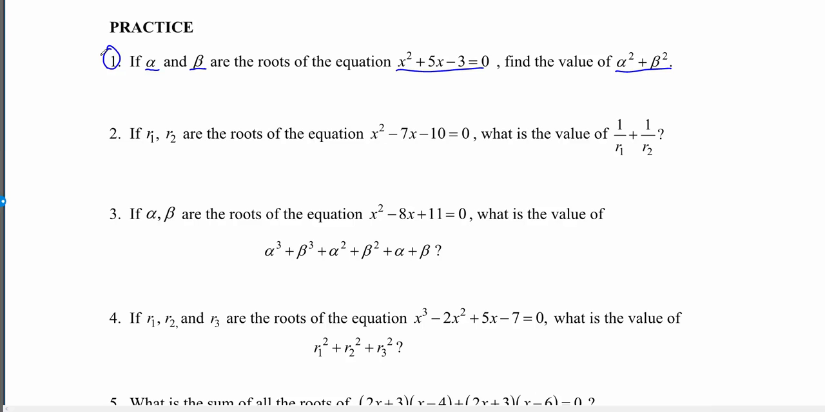First, you have to set up the rule, right? We know that the sum of the roots is how much? Negative b over a, which is negative 5, isn't it? And the product of the roots is how much? Negative 3 over 1, right? Yeah, that's it. From here, you can find it. We're going to find what? Alpha squared plus beta squared, okay? All right, try this one.